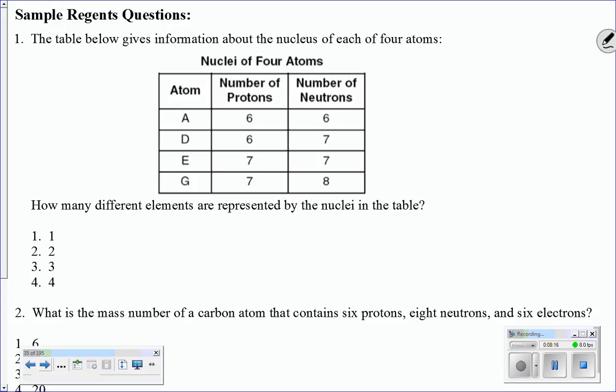So in question 1, if we want to know how many different elements are actually present there, the number of neutrons doesn't really identify elements. So in the number of protons column, we see that we have something with 6 protons, something with 7 protons. So we actually only have 2 different elements shown in that table. We have a lot of different combinations, but those are really isotopes of the same element.